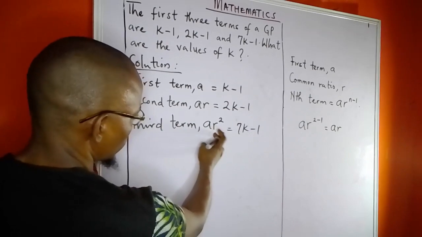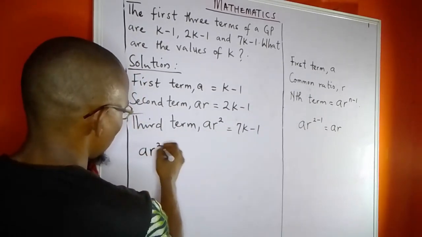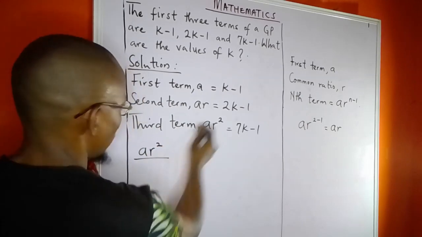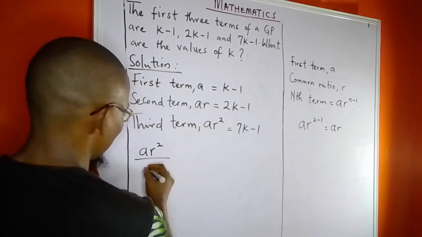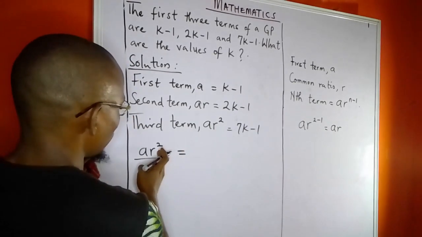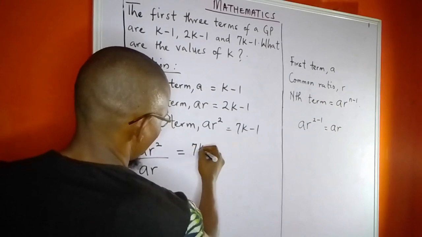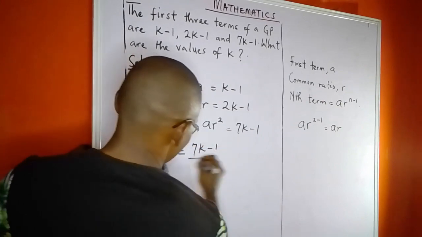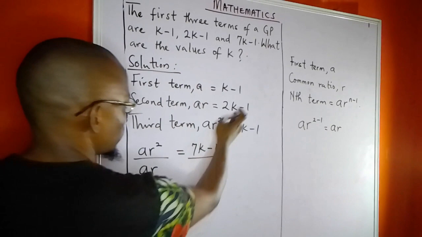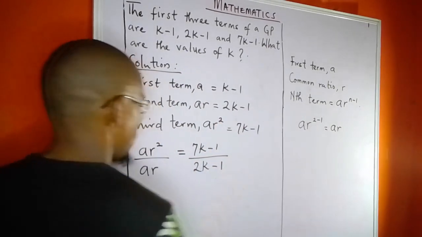What you're making use of is the AR squared. So you are having AR squared divided by what? The second term, which is what? AR equal to, so what's the value of AR squared, which is this 7k minus 1 over AR. What is AR? Which is what? 2k minus 1.